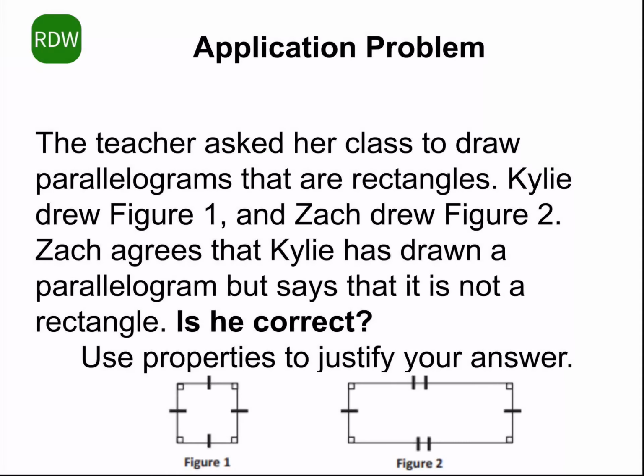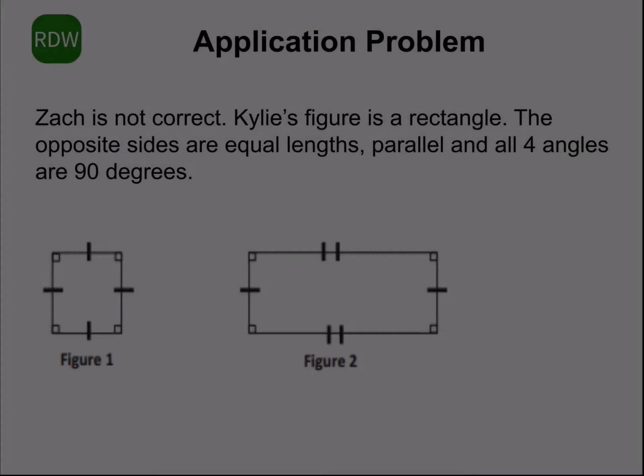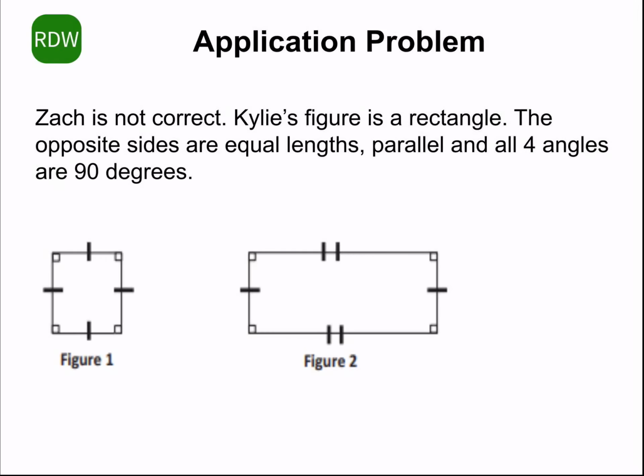Okay, we did our application problem. The application problem states that Zach is not correct because Kylie's figure is a rectangle and a rectangle is not a square. Their opposite sides are equal lengths and parallel, and all four angles are 90 degrees.